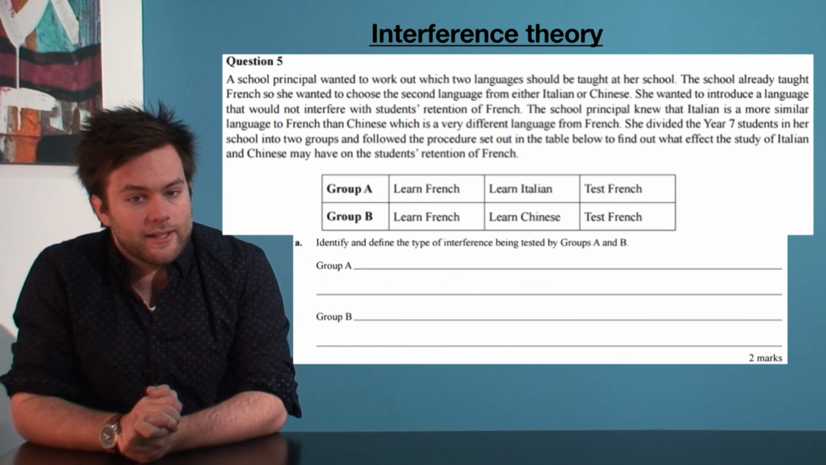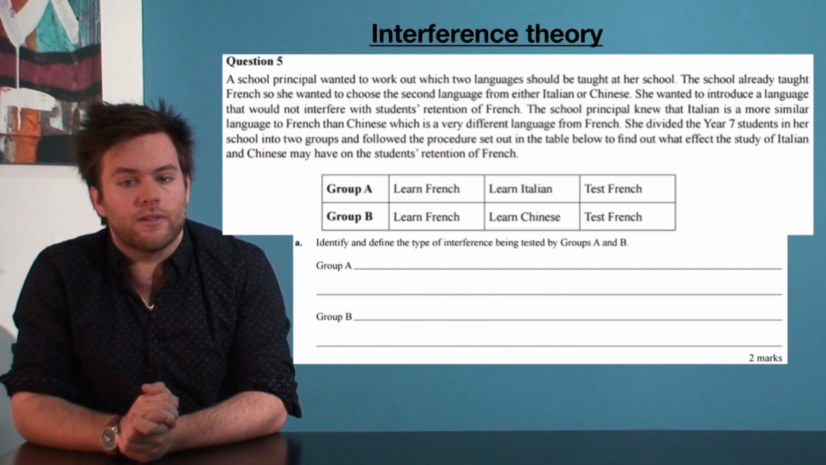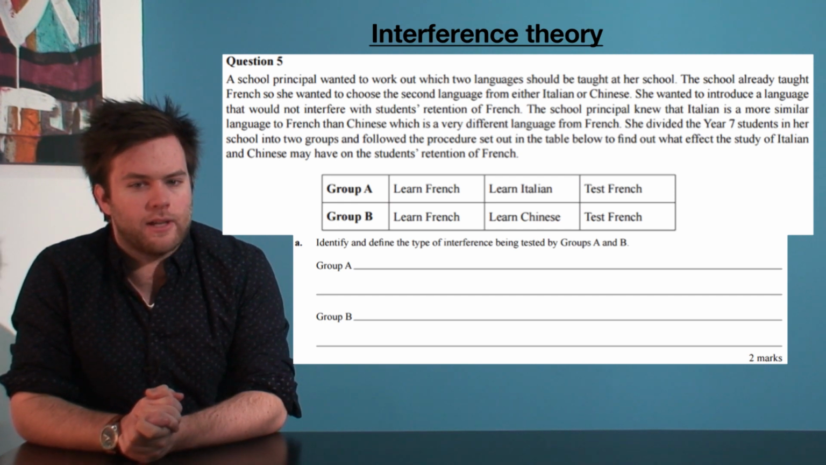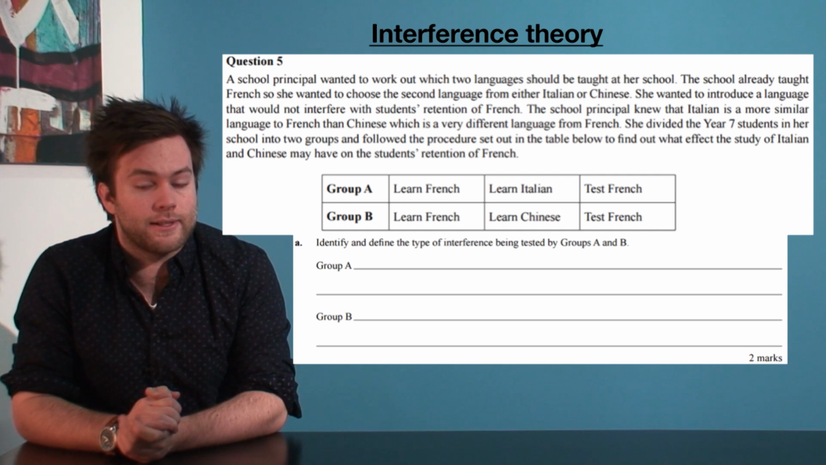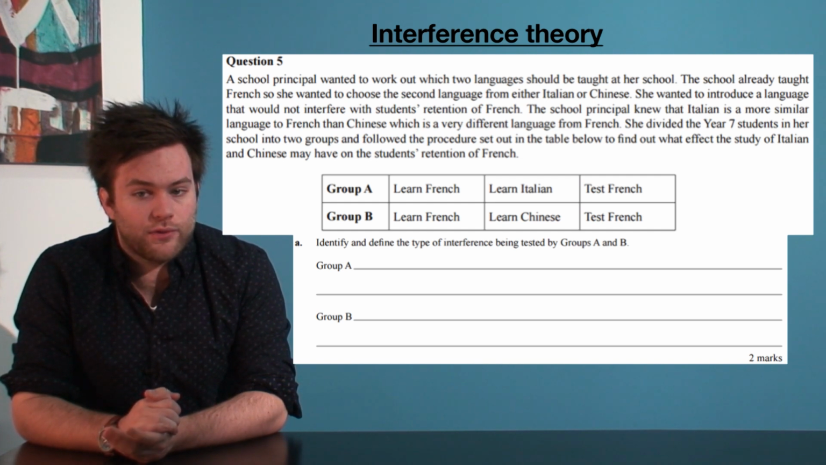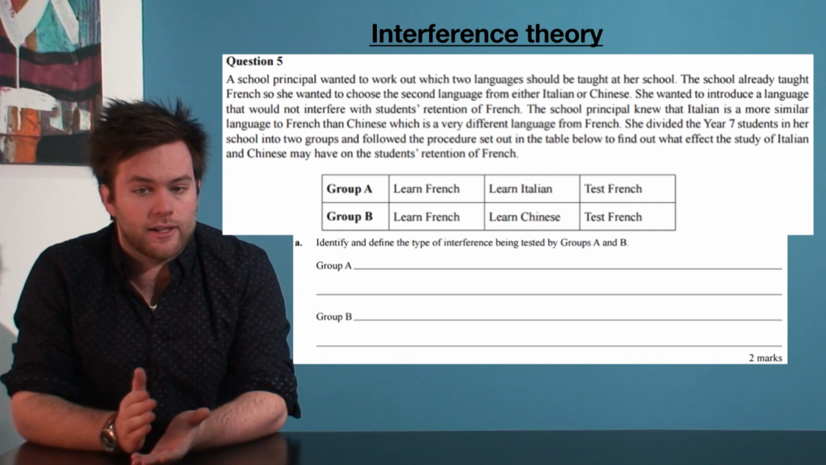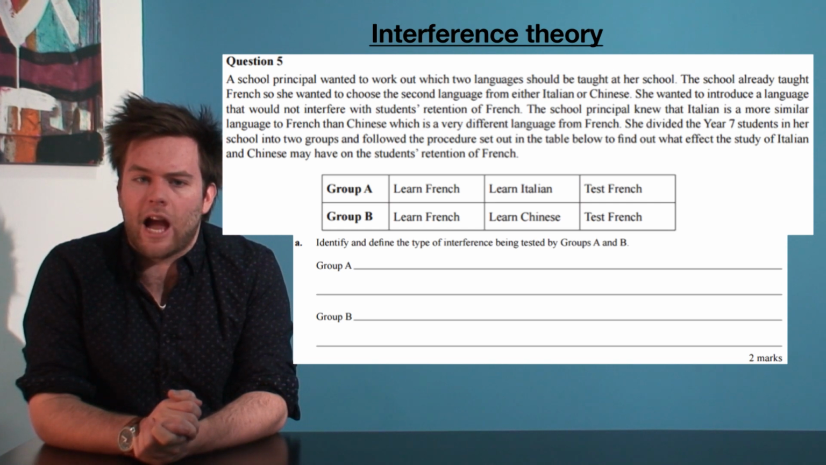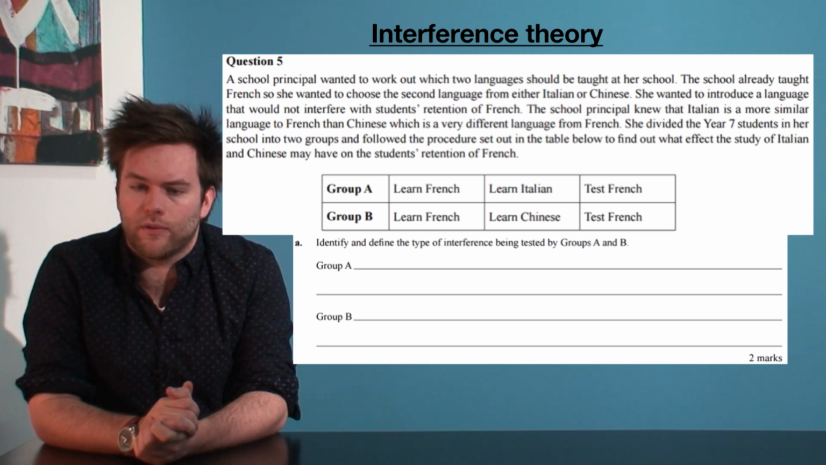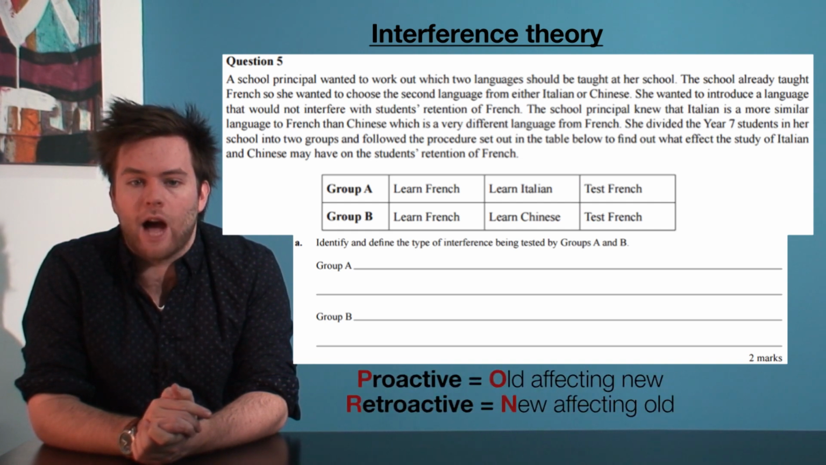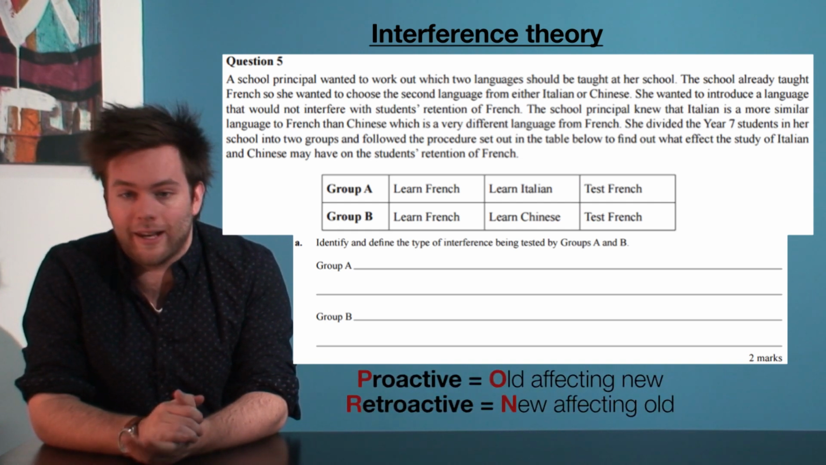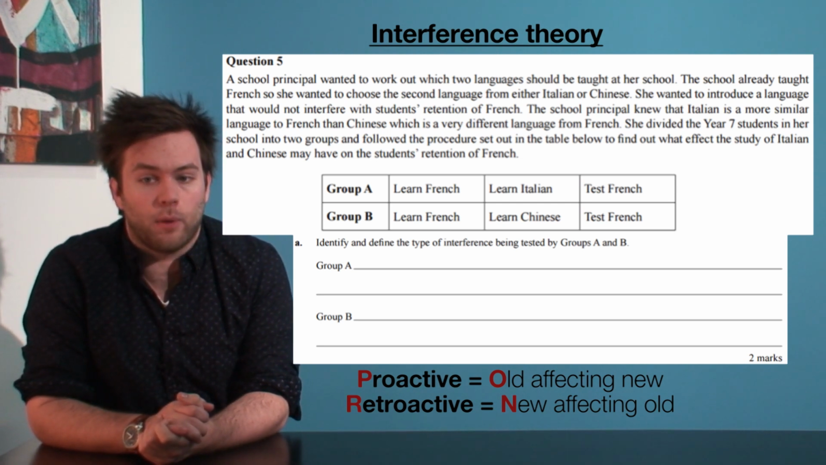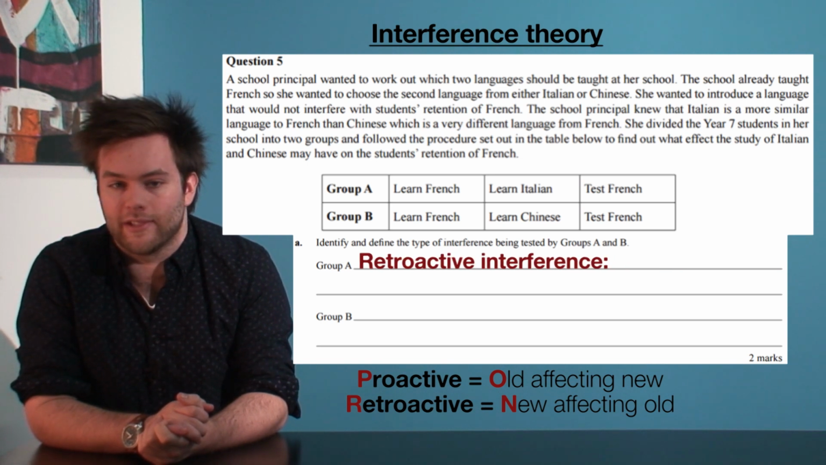Part A of the question reads, identify and define the type of interference being tested by Groups A and B. This is a bit of a trick question, because the type of interference being tested by both groups is the same. Both groups learn French first and then learn a second language, either Chinese or Italian. Then they are tested on French. So the school is seeing how much learning the second language interferes with the first language, or in other words, how much the more recent information interferes with the less recent information. That is new affecting the old. So our mnemonic device PAWN will tell us that this is retroactive interference.